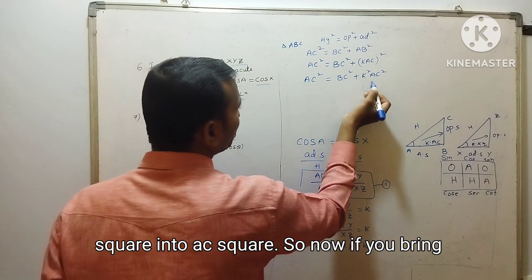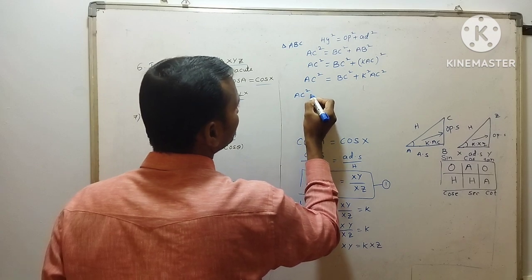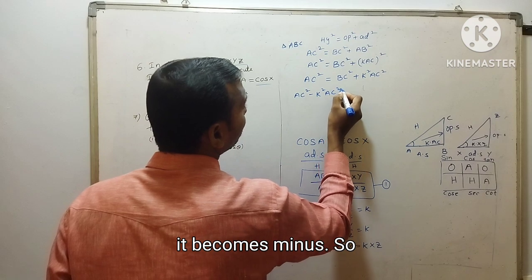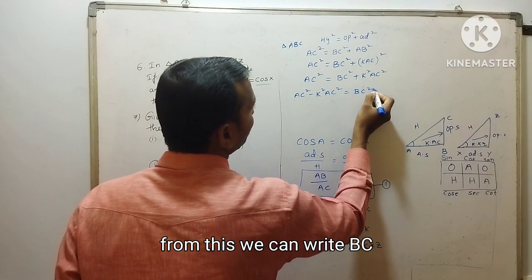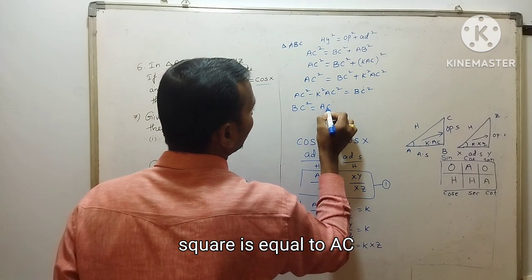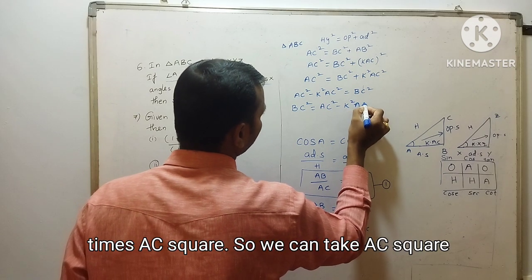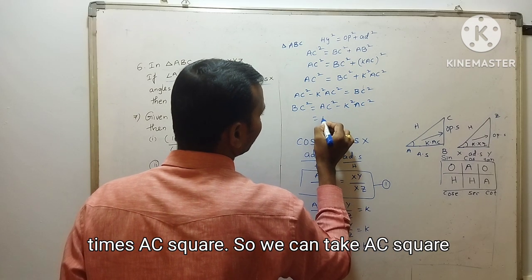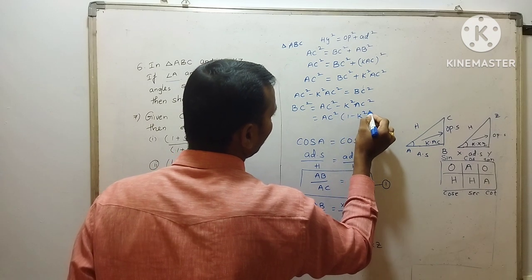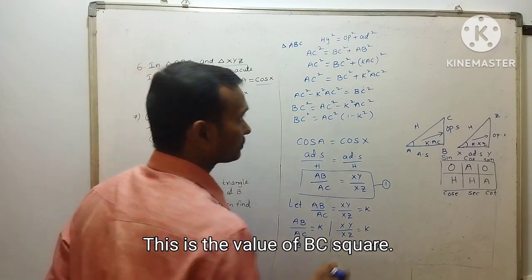So now, if you bring this K square into AC square to the left side, it becomes minus. From this we can write BC square is equal to AC square minus K square times AC square. You can take AC square common, and 1 minus K square will be inside the bracket. So this is the value of BC square.